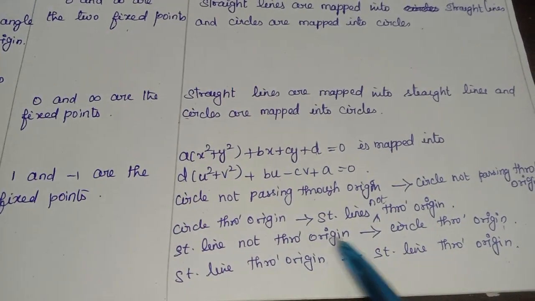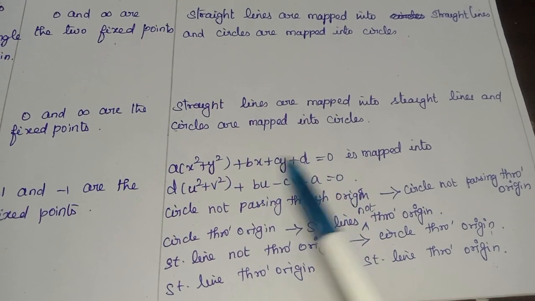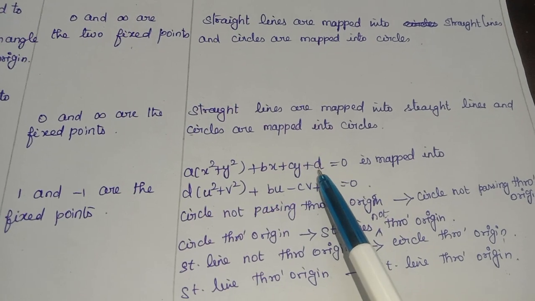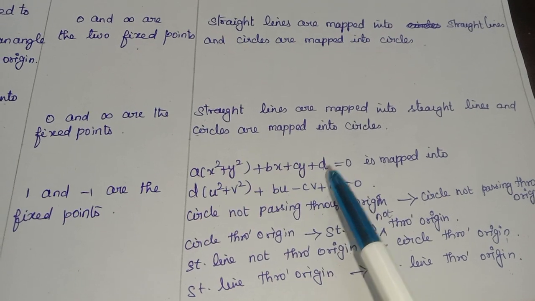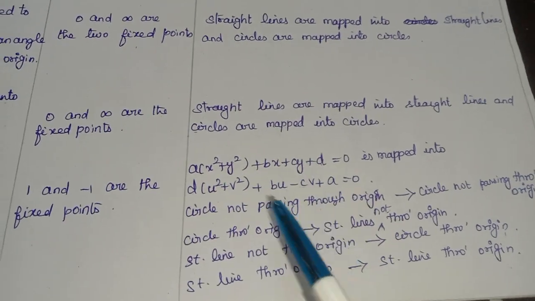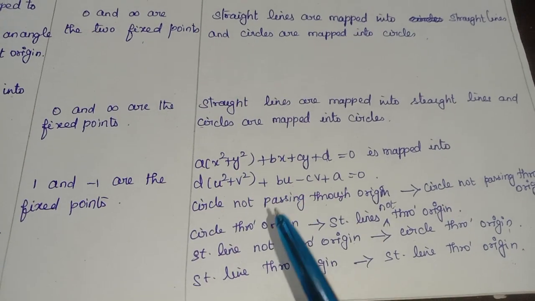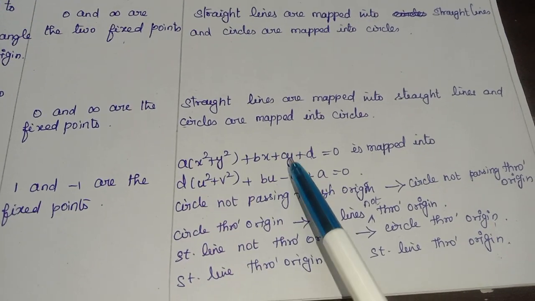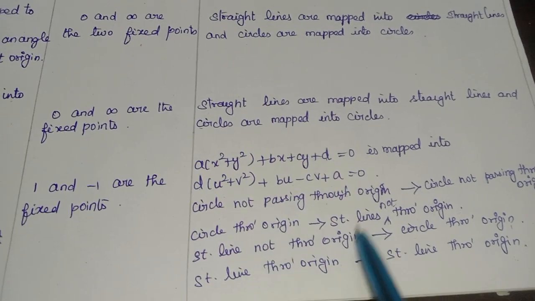So what I have discussed here is that a and d determine this equation. If a and d both are 0, it represents a straight line passing through origin. If both are not equal to 0, it represents a circle not passing through origin. By changing the conditions, a equal to 0, d equal to 0, both not equal to 0, or one equal to 0 and the other not equal to 0, by varying a and d you will get different images. That is what I have written. So these are the specific cases for this inversion.